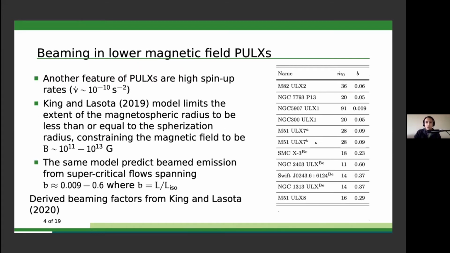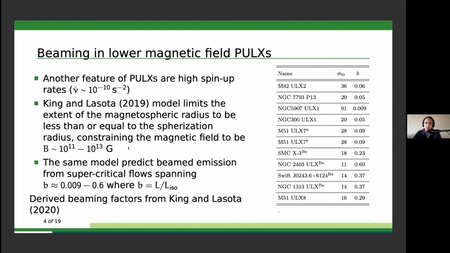Another interesting thing is the really high spin-ups observed in pulsating ULXs. So there was a model introduced that tried to explain this spin-up, with the interaction with the magnetic field, the spherization radius, and everything. This model was producing magnetic field strengths of something like 10 to the 11, 10 to the 13.